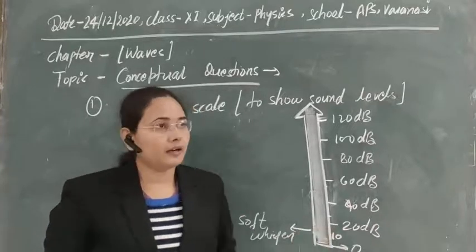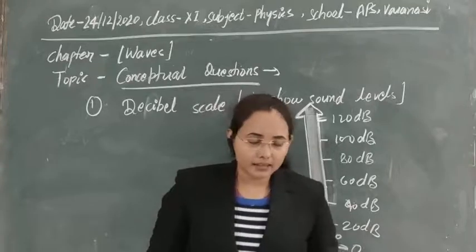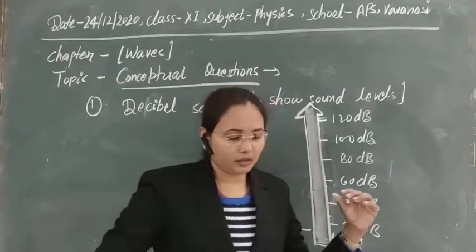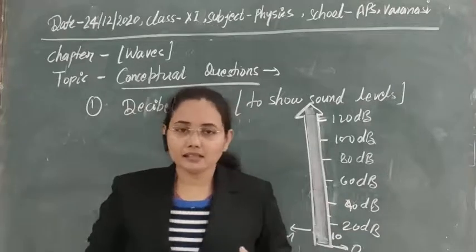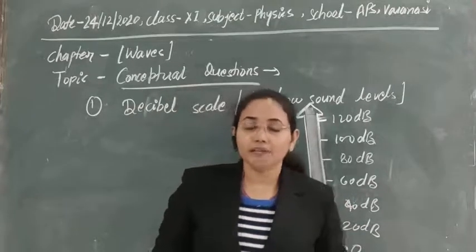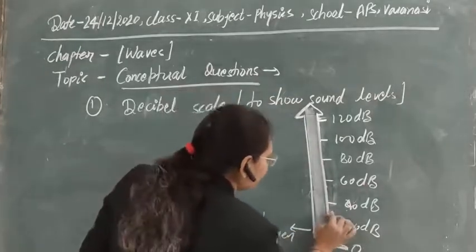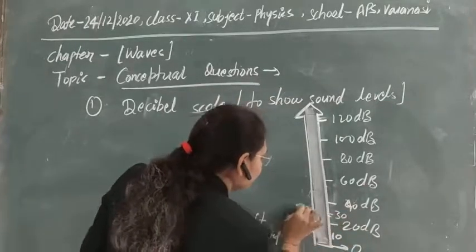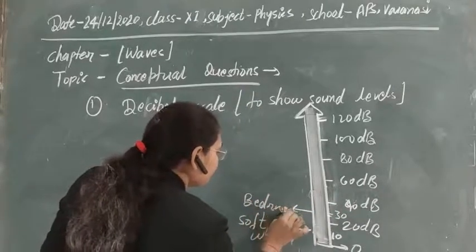Second thing, if you see the bedroom at night, it is quite often quiet at night, and the level of sound at that time is around 30 decibel. So 30 decibel we will observe here. This is the level of the sound that is produced in the bedroom at night.